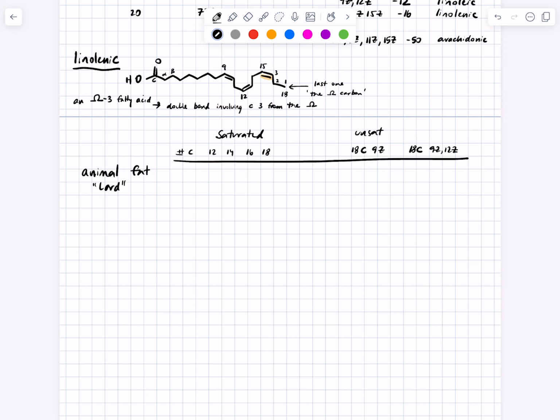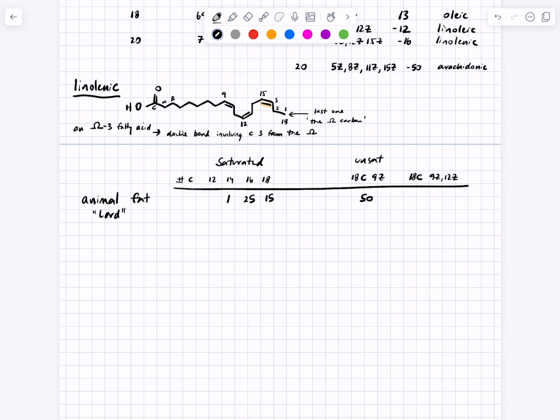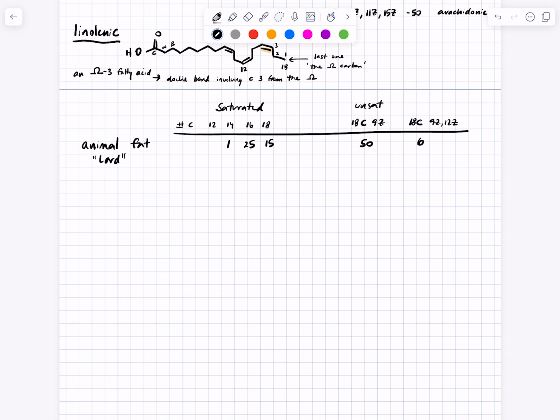For animal fat, it's about 25% the saturated 16 carbon, about 15% saturated 18 carbon, about 1% of the 14 carbon. Animal fat is about 50% the oleic acid, the 9Z 18 carbon chain, and then about 6% the linoleic, the 2 double bonds. So still a majority unsaturated, but a substantial composition of saturated, and most animal fats are solid at room temperature.